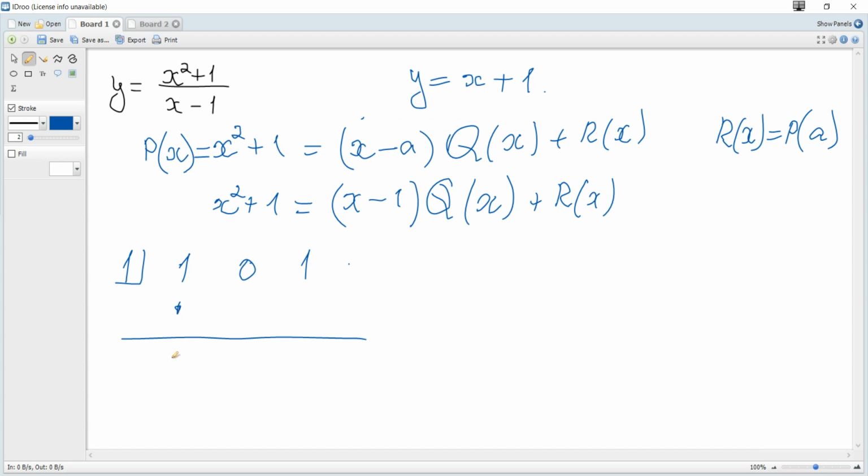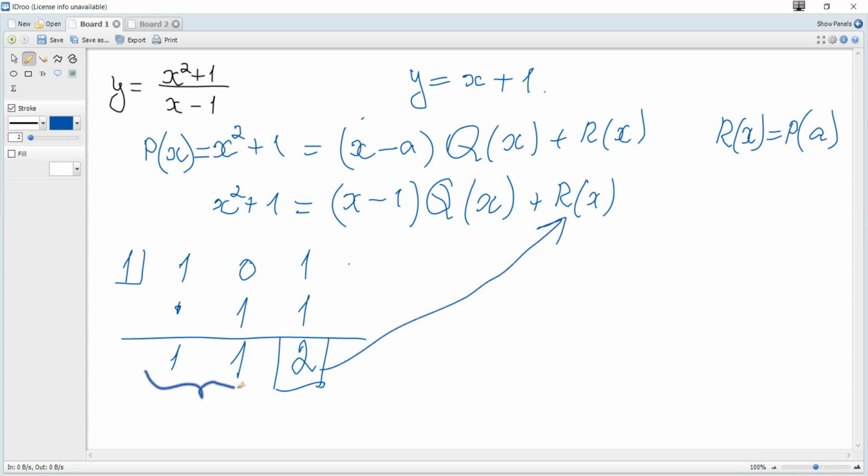And here we write this, just copy, and then this multiplied by this, and right answer here: 1 times 1 is 1. Then add these numbers: 0 plus 1 is 1. Again 1 times 1 right here, 1 times 1 is 1 right here. And again add these numbers to get 2. And the last number is remainder always.